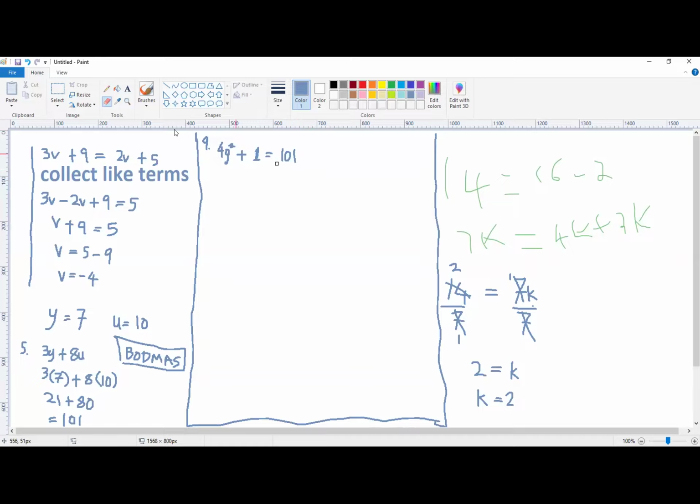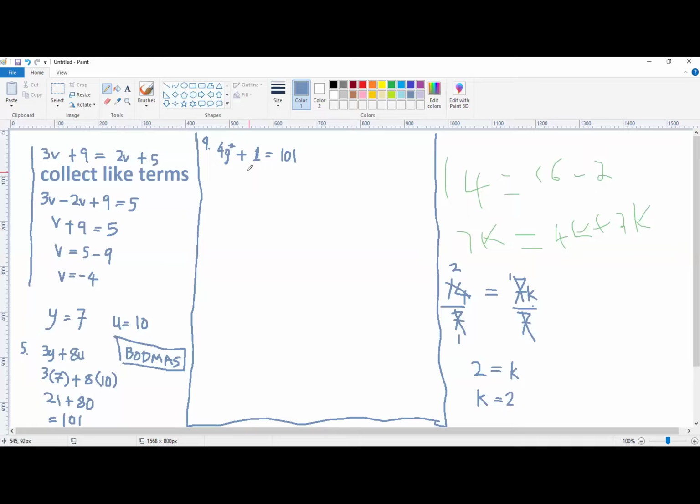Okay, so the first thing we'll do, remember, one thing is common to all these ones that say find the value of the letter. First, we are collecting like terms, isn't it? Now, if I were to ask you, in this case, what are the like terms? Which ones look alike? Is it the 1 and 101? Yes, perfect. The 1 and 101.